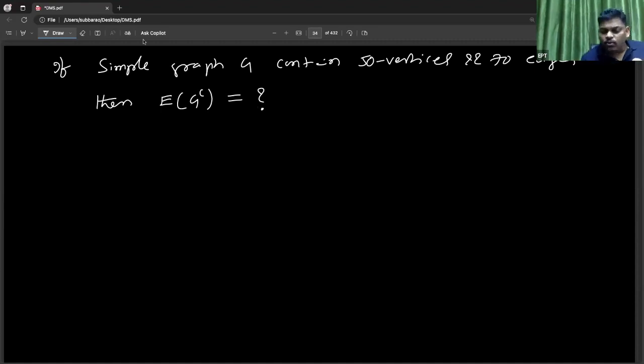Is there any issue with the speed? Can I turn off the video? Any issue from my side? Can I turn off the video? Ashwini, can I turn off the video?